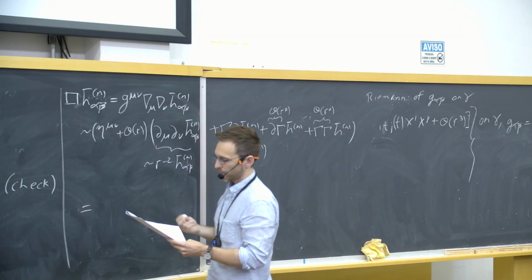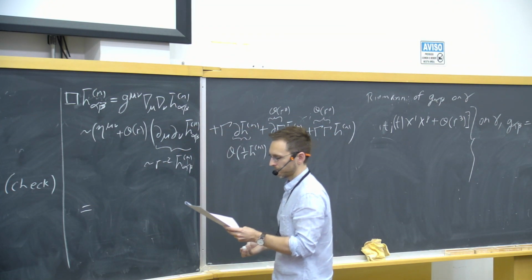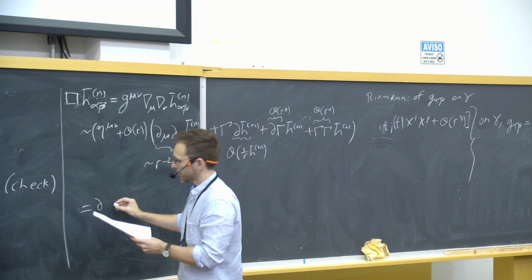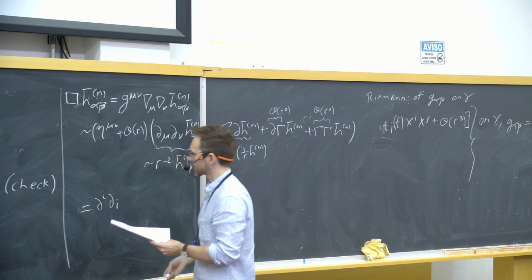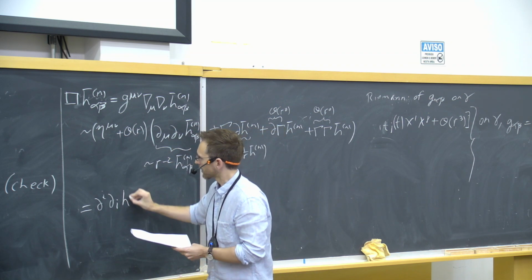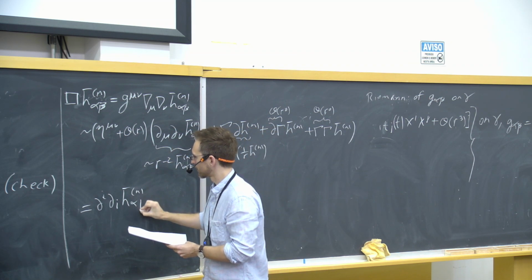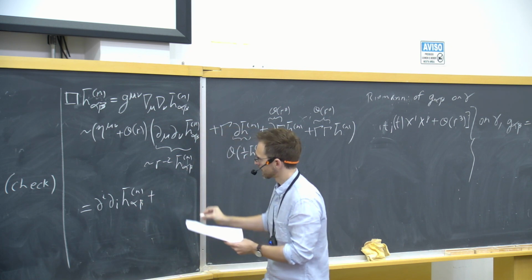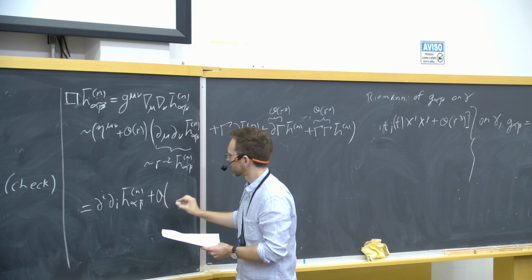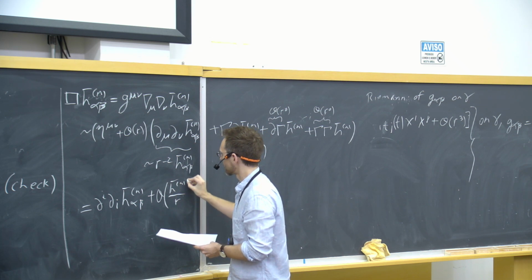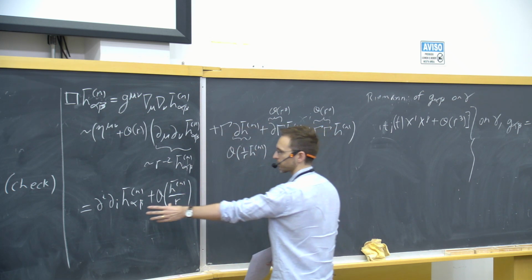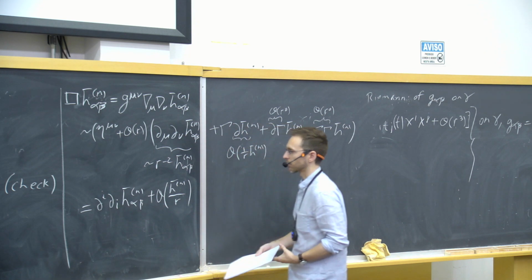So I can write this box operator as just the spatial part, which is just the flat space Laplacian, acting on h bar, plus order h bar n over r. So the flat space Laplacian is the dominant part of this box operator.